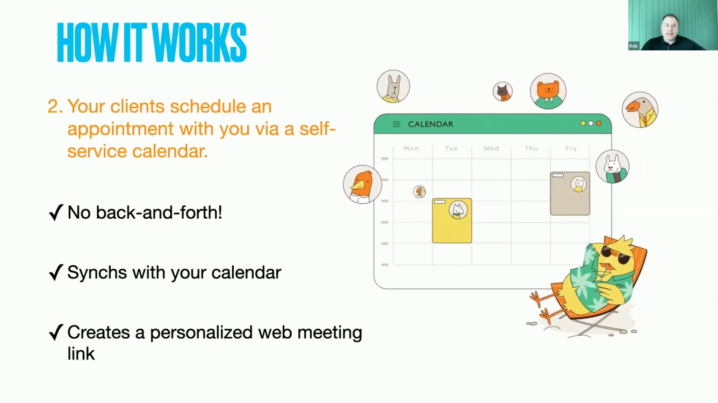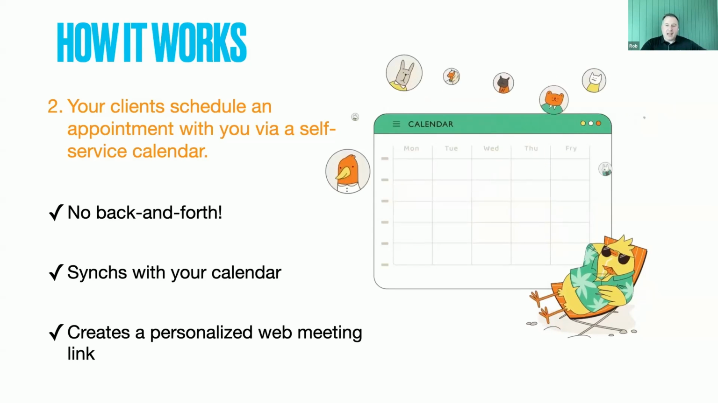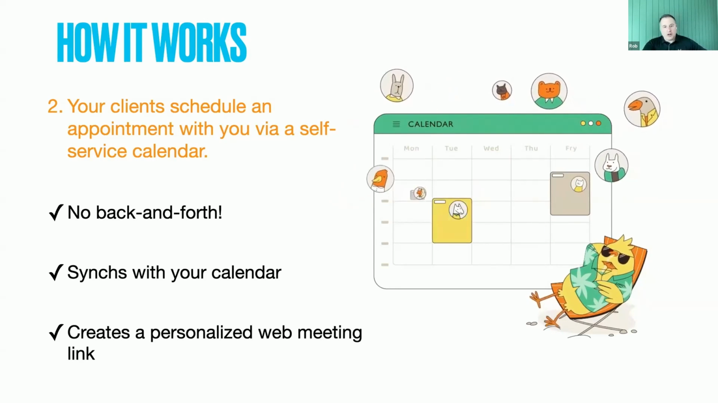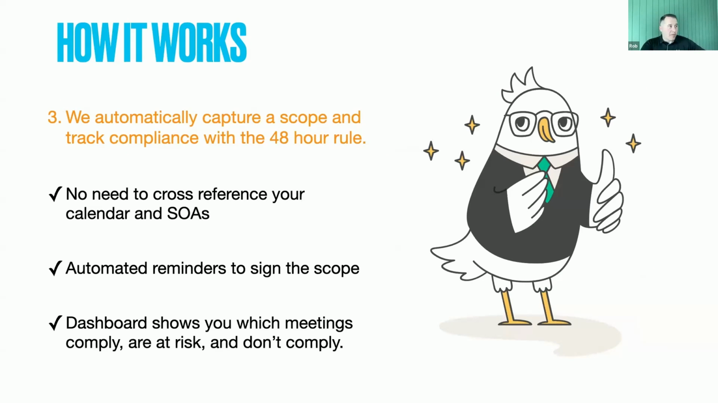But also after you get that set up, it creates a personalized web meeting link. That's personalized to that client to make sure there's extra security, no one else is getting in there, and so on. Like I said, we also automatically capture that scope of appointment and take into place that 48-hour rule. So you don't need to go back and forth like, hey, is this person set up? Do we have this taken care of?